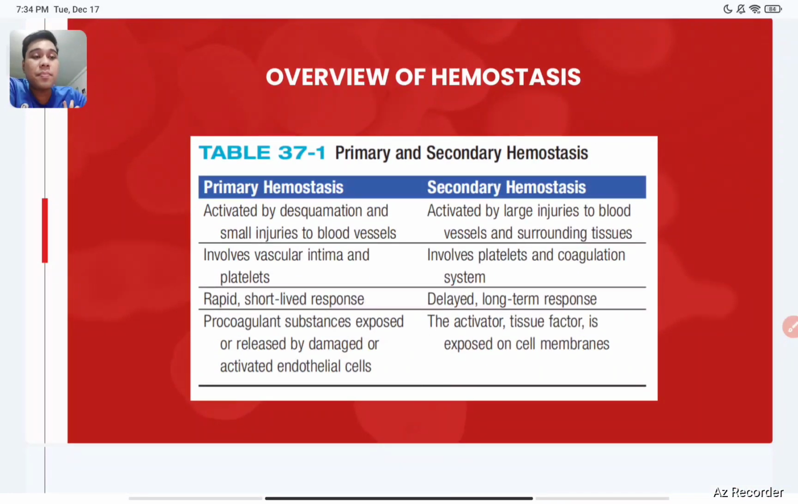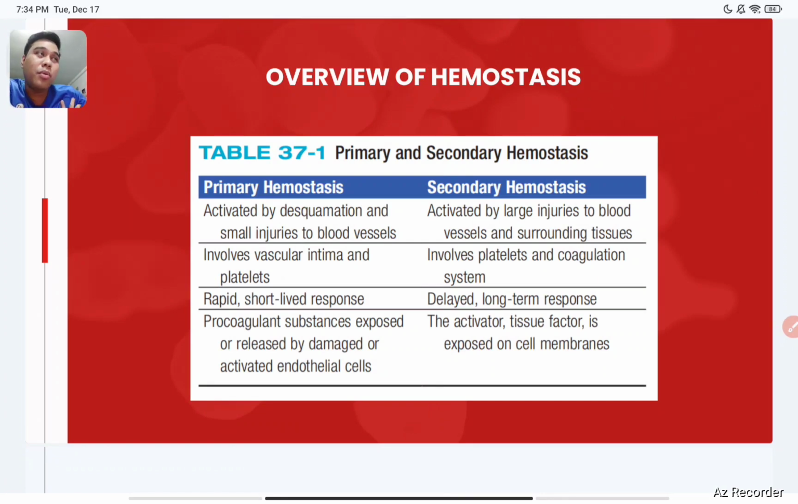So just a comparison of your primary and secondary hemostasis. Your primary hemostasis is activated by desquamation of your blood vessels. It involves the vascular intima, and it has a rapid and short-lived response. And then usually ganyan yung reaction ng katawan ng tao, if there is a rapid process, it's also short-lived. Kumbaga, mabilis umaksyon pero saglit lang. As compared to secondary hemostasis, which is delayed, matagal nga, pero pangmatagalan yung epekto.